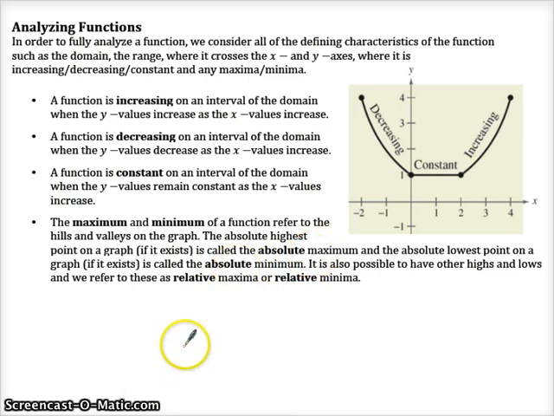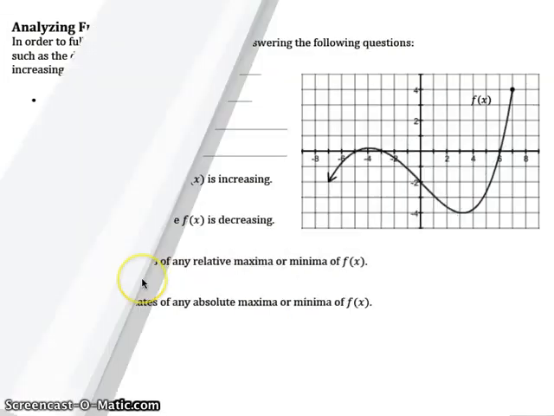But if there's turnaround points, if there's a graph that does something like this, a relative maximum might be a point like this, and a relative minimum might be something like this, where all the points around it are higher or lower, and it's kind of like a little neighborhood extreme. We're going to talk about those a lot.